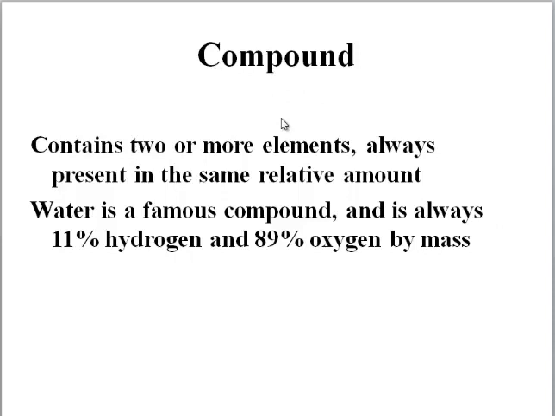A compound is a substance which contains two or more elements, always present in the same relative amount. For example, water, a famous compound, is always 11% hydrogen and 89% oxygen by mass. Later in this course, we'll actually learn how to determine these percentages. But these percentages are true for every sample of the compound water.